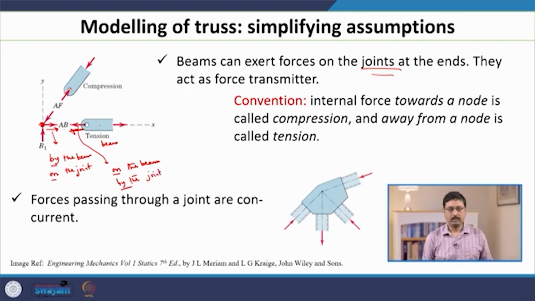So, they are an action-reaction pair, and we are also going to make a crucial assumption: if two or more beams are connected at a common joint, then the lines of action of all the forces pass through the same point. This is a simplifying assumption. In general this joint covers some particular area, but we are going to replace it by a point. So, we assume that the lines of action of all the tension or compression forces are concurrent.